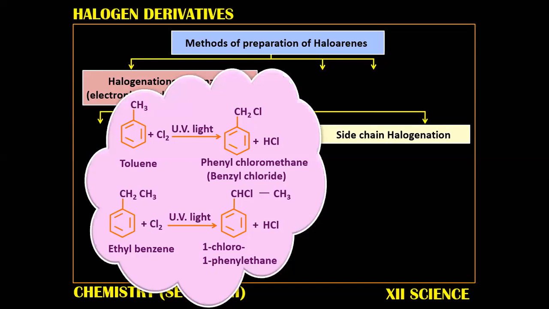And the compounds we obtain are not haloarenes, they are haloalkanes, because here the chlorine is not attached to the benzene ring. Haloarenes are only compounds in which chlorine is directly attached to the benzene ring. Both the reactions, copy down. First one is with toluene, second one is with ethyl benzene.